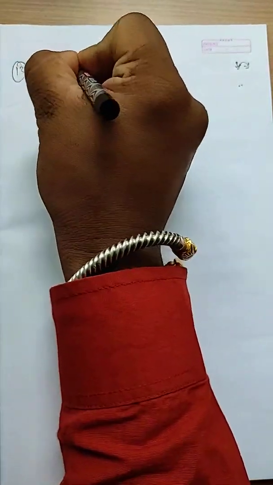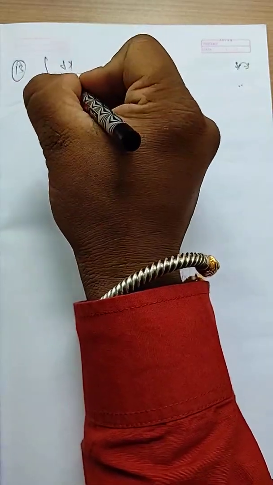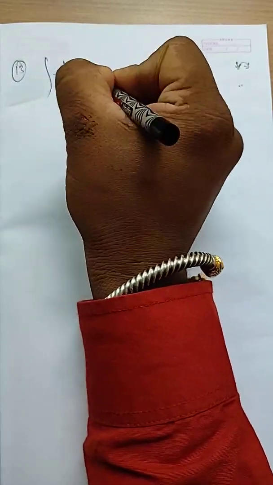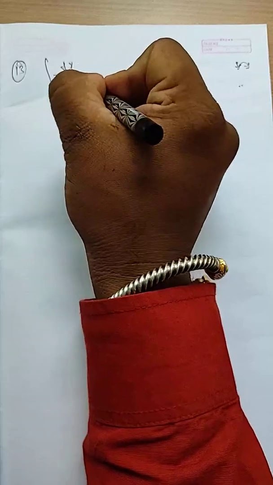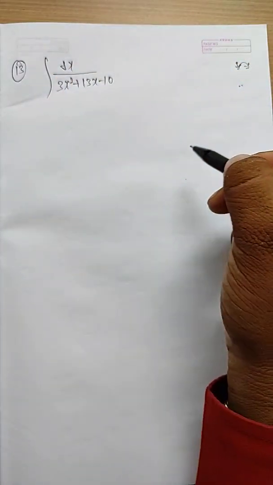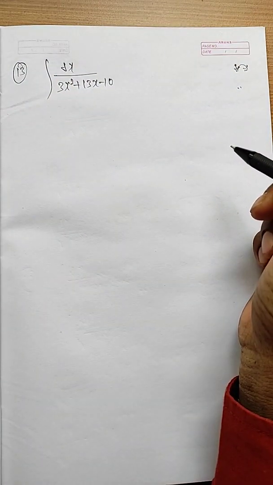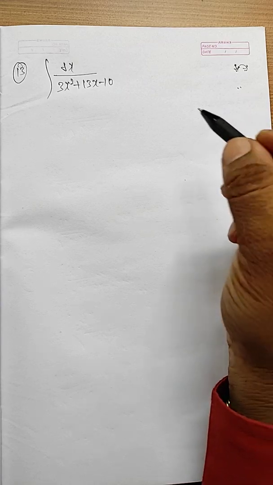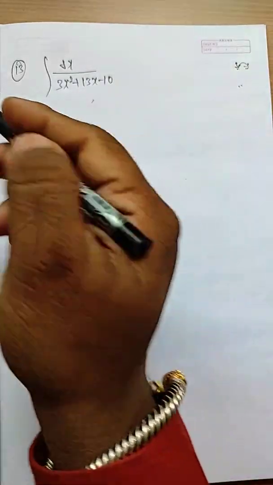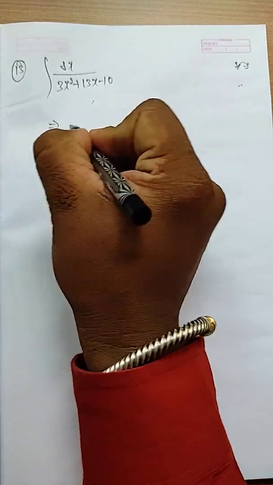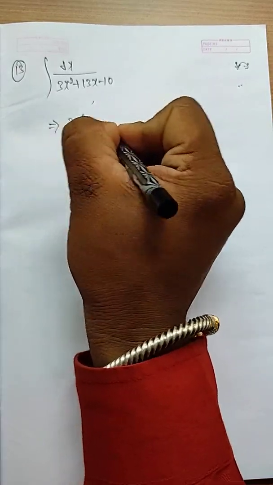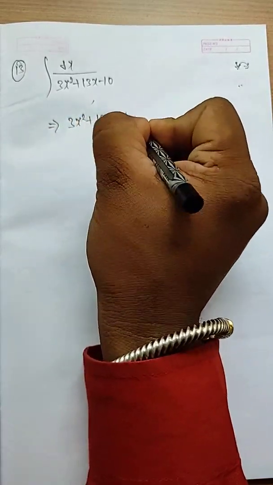Integration of dx by 3x square plus 13x minus 10. First you want to change the given question to a perfect square. I am taking this quadratic expression, 3x square plus 13x minus 10.